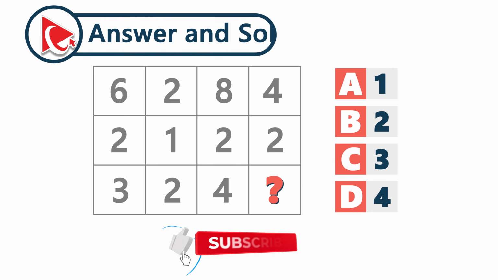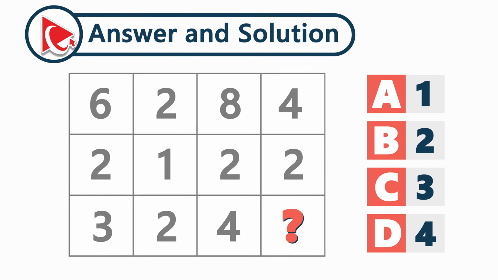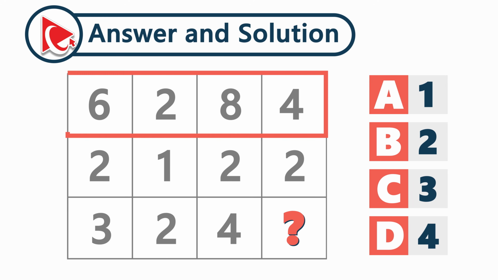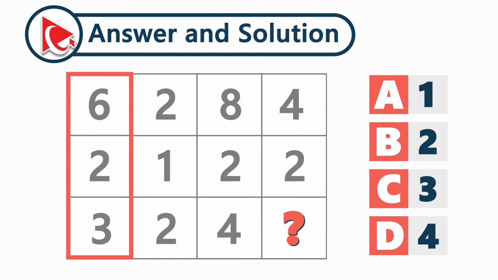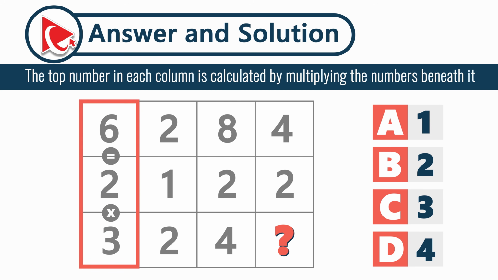As you might have guessed, the pattern here is simple, but only if you're looking at it from the right perspective. But I'm confident you're one of the few who can. Instead of looking at the rows, take a look at the columns. The numbers in the first column are 6, 2, and 3. 3 multiplied by 2 equals 6. In fact, the top number in each column is calculated by multiplying the numbers beneath it.